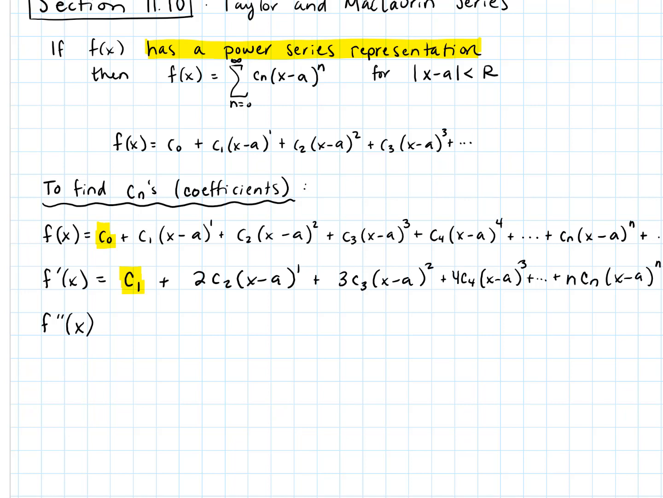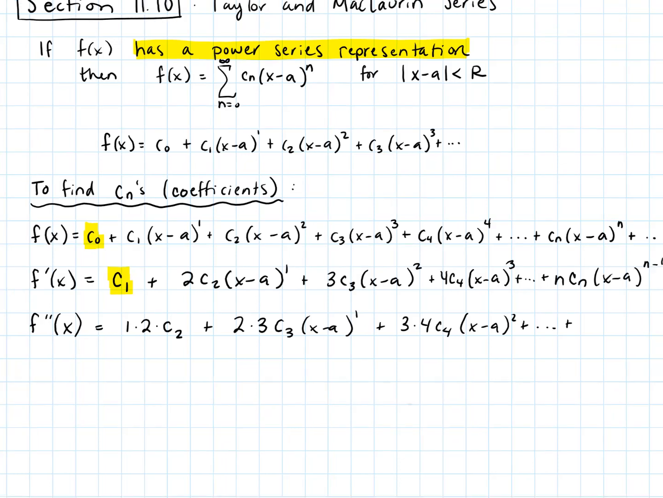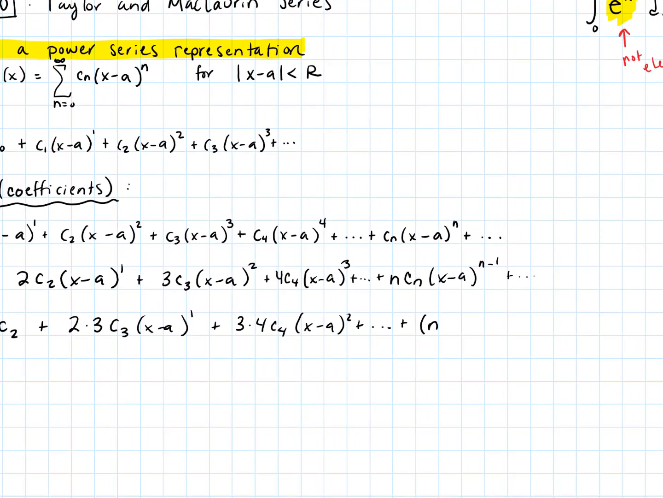So f double prime of a, if I take the second derivative, then I'm going to have 1 times 2 times c2, and I am going to write it out like that. I'm not going to actually simplify because I'm looking for the pattern. Plus, then I'd have 2 times 3 times c3 times (x minus a) to the first, plus 3 times 4 times c4 times (x minus a) to the second, plus dot, dot, dot. We do want to generate this pattern. So then we're going to have n minus 1 times n times c_n times (x minus a) to the n minus 2. And on it goes.